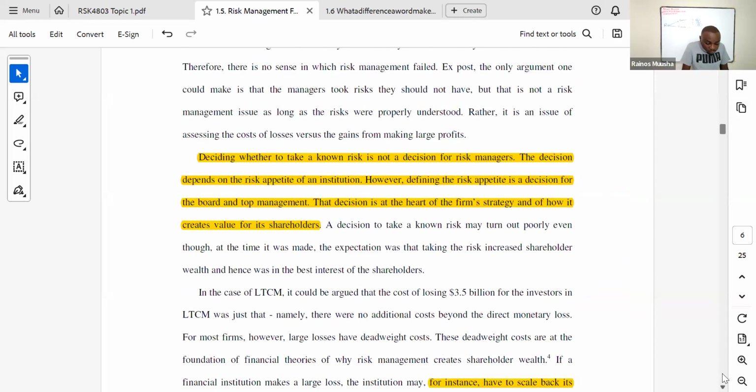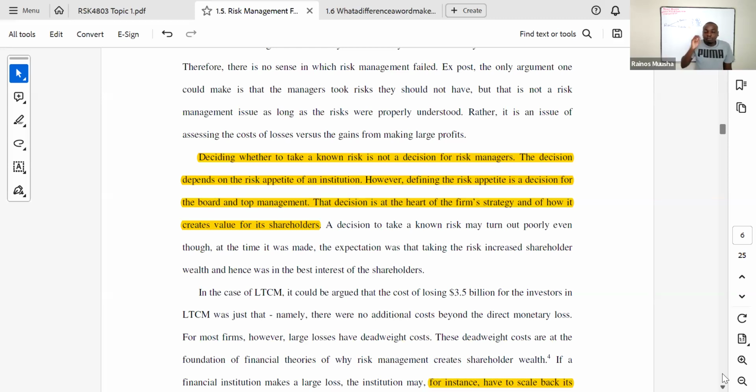Now, the author is also going to say, deciding whether to take a known risk is not a decision for risk managers. The decision depends on the risk appetite of an institution. However, defining the risk appetite is a decision for the board and top management. So that decision is at the heart of the firm's strategy and of how it creates value for its shareholders.